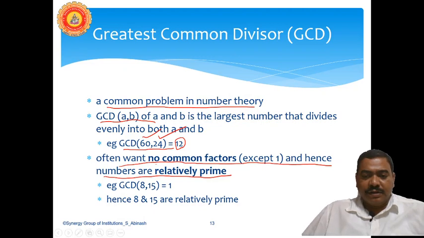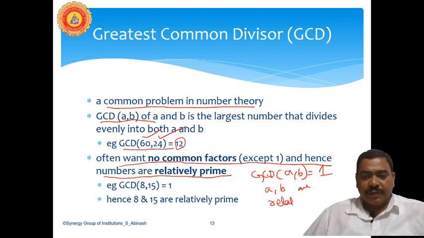So when the GCD of two numbers is 1, then we can say that A and B are relatively prime. Here 8 and 15 are relatively prime.